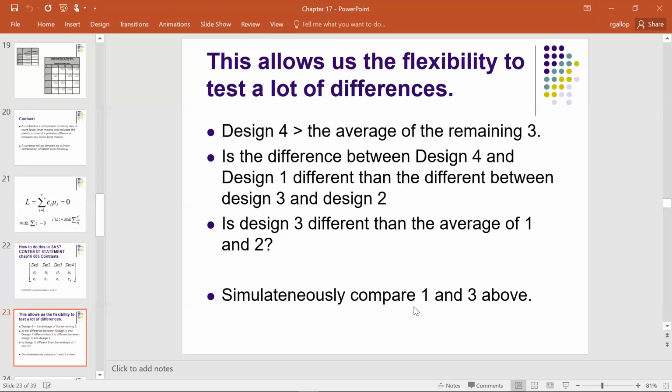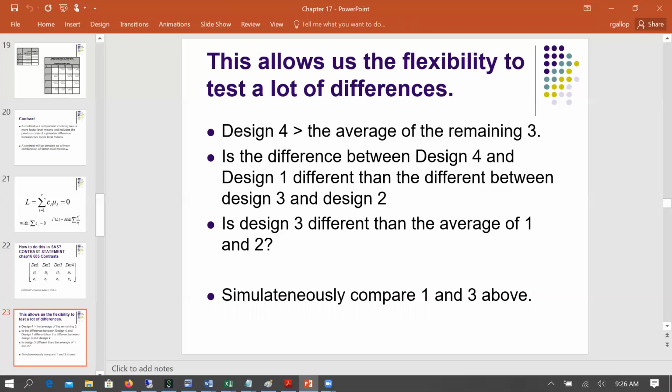So now let's focus on this. Suppose we want to see, is design 4 different than the average of the other 3? Or in fact, is design 4 bigger than design 3? We'll word these as basically a 2-sided test. But this is really what we're interested in: can we show that design 4 is statistically superior to the average of the other 3? So this is one contrast we want to do.